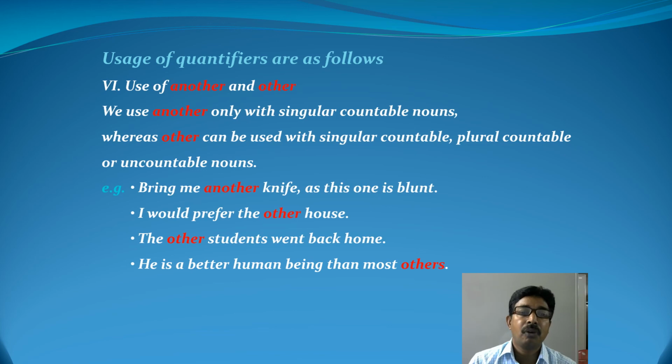Now let us see the use of another and other. We use another only with singular countable nouns, whereas other can be used with singular countable, plural countable, or uncountable nouns. Example, bring me another knife as this one is blunt. Another example, I would prefer the other house. Another example, the other students went back home. Another example, he is a better human being than most others.